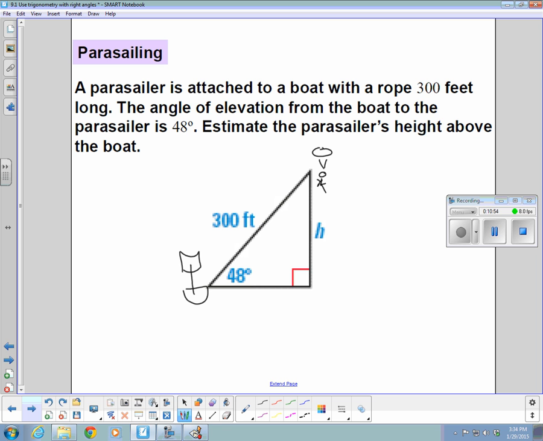So here's the rope in green, right there. Okay, and we know this is 48 degrees. They tell us that because it says the elevation is 48 degrees. Okay, so estimate the parasailer's height above the boat. So we're looking for this h value right here. Okay, so what is that going to be?